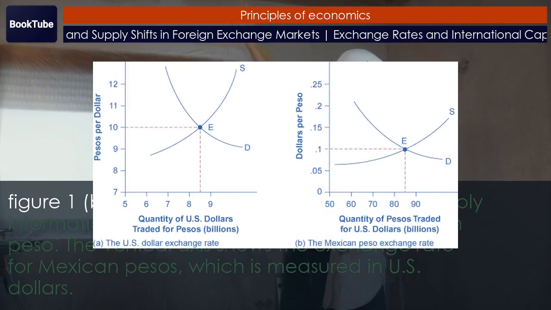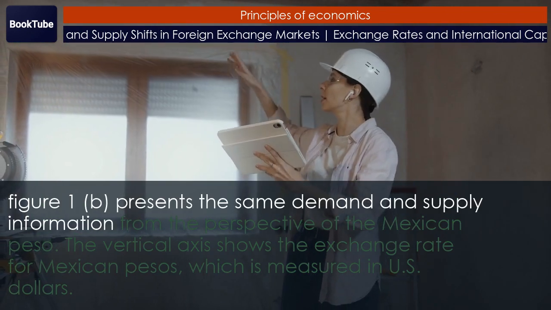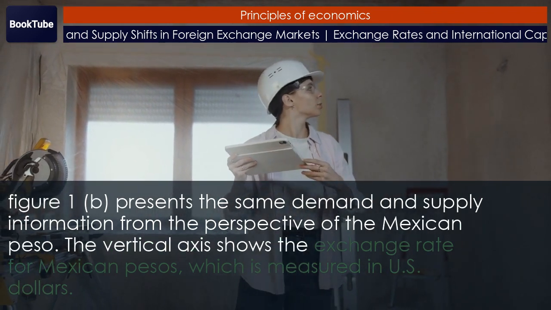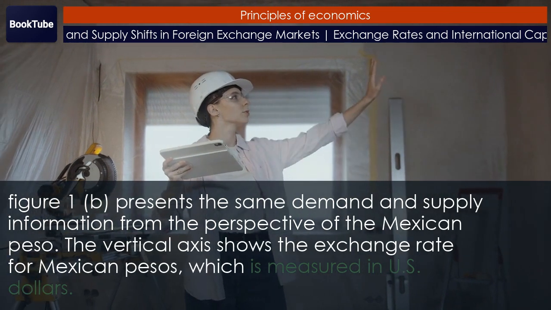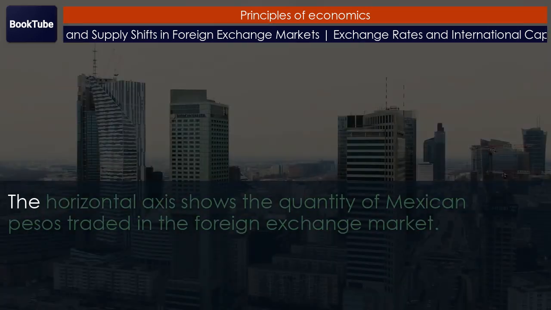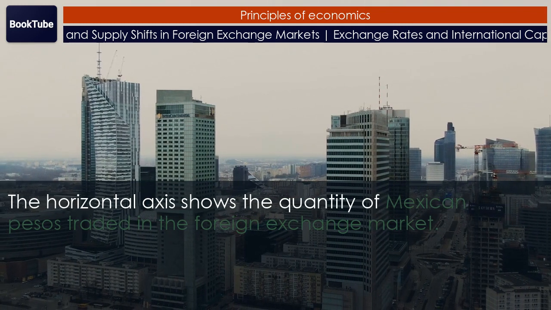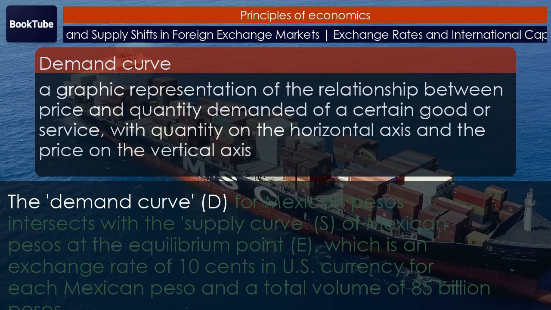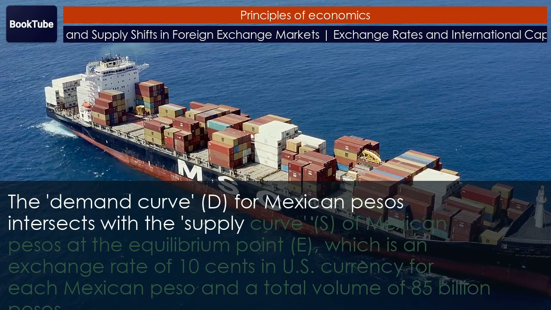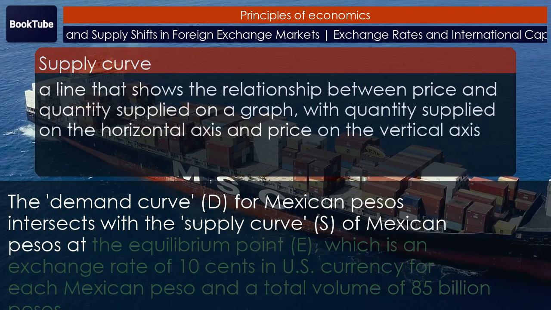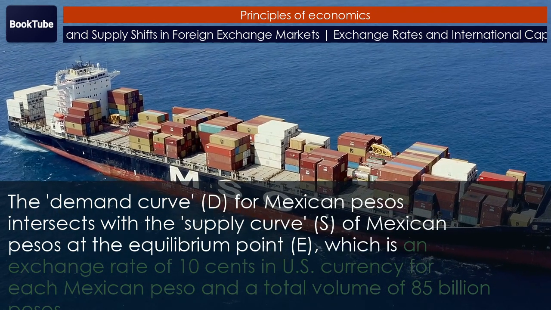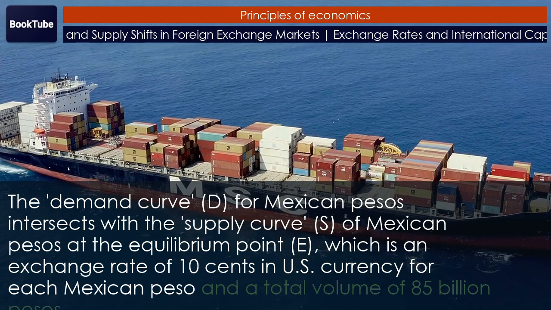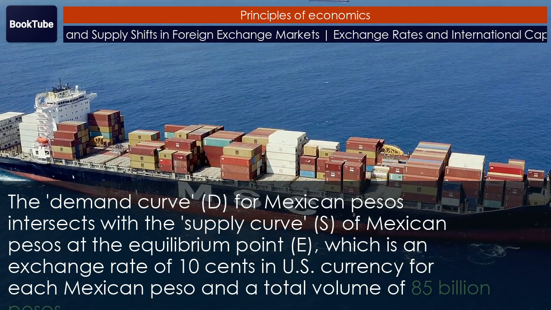Figure 1b presents the same demand and supply information from the perspective of the Mexican peso. The vertical axis shows the exchange rate for Mexican pesos, which is measured in US dollars. The horizontal axis shows the quantity of Mexican pesos traded in the foreign exchange market. The demand curve, D, for Mexican pesos intersects with the supply curve, S, of Mexican pesos at the equilibrium point, E, which is an exchange rate of 10 cents in U.S. currency for each Mexican peso and a total volume of 85 billion pesos.